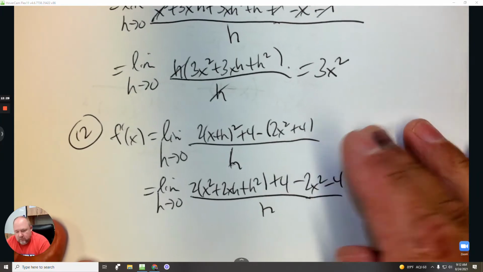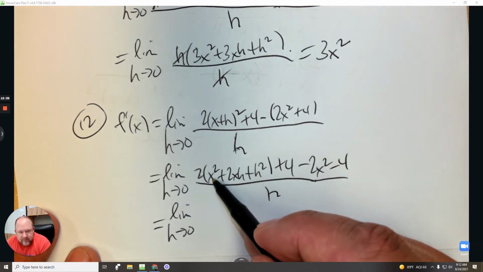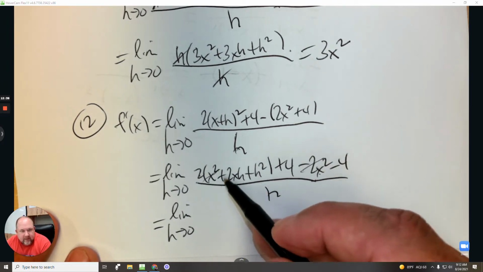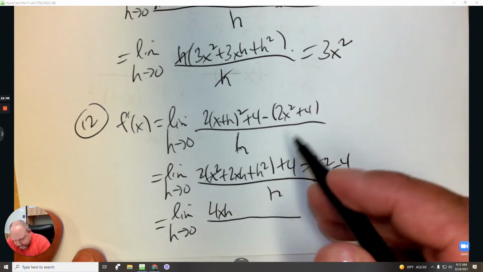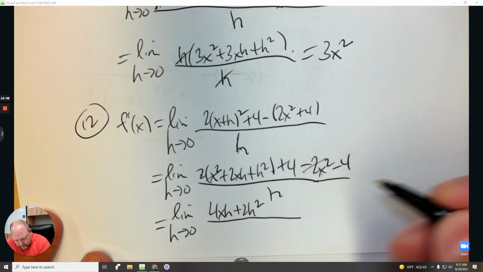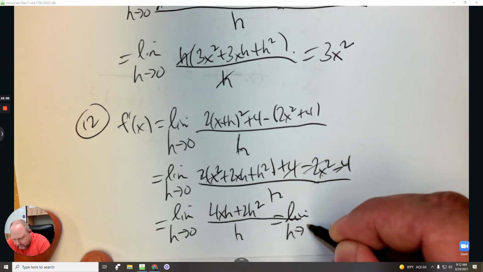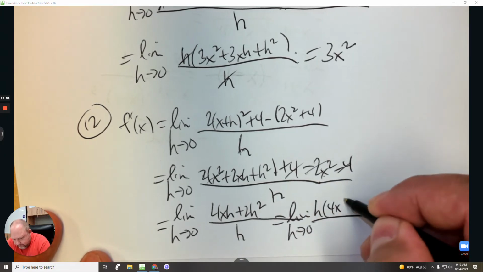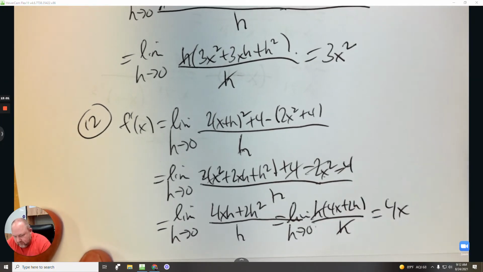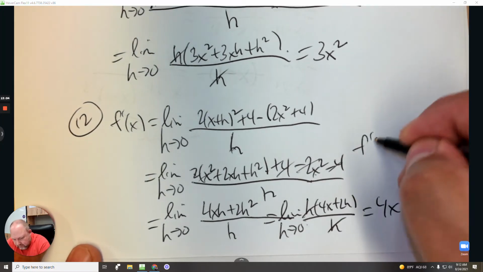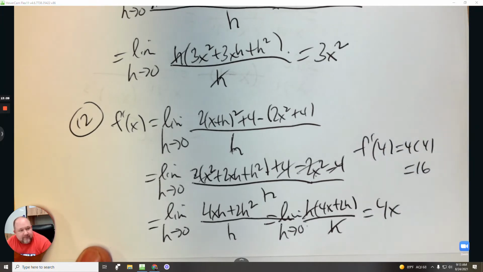And then we're going to eliminate and factor. So 2 times x squared and negative 2x squared, they eliminate. 2 times 2 is 4xh. 2 times h squared is 2h squared. And the 4s eliminate. So all we're left with now, we're going to factor out an h. Plug in 0, and you get the answer 4x, which you knew. And then the derivative at what value? At 4 would then be 4 times 4, which is 16.